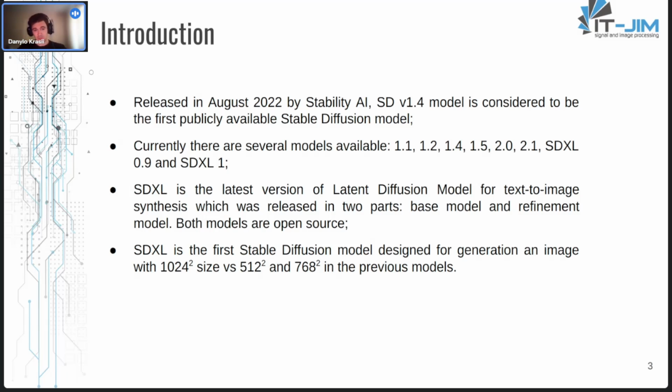Stable Diffusion XL is the first Stable Diffusion model designed for generating images with 1024 squared pixel size, versus 512 in Stable Diffusion 1 and 768 in Stable Diffusion 2.1.